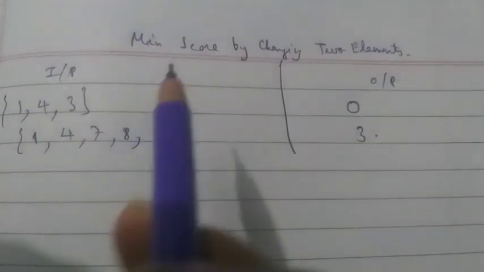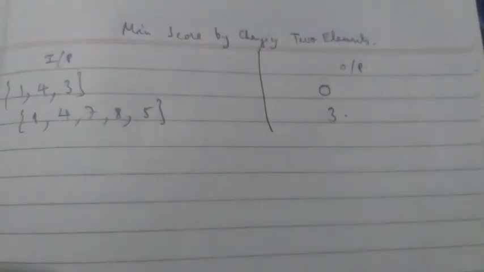So in this video I'm going to discuss the minimum score by changing two elements, which occurred in today's LeetCode bi-weekly challenge, LeetCode bi-weekly 98.